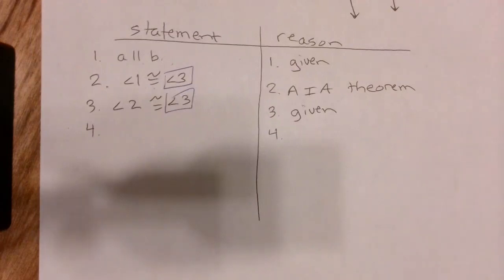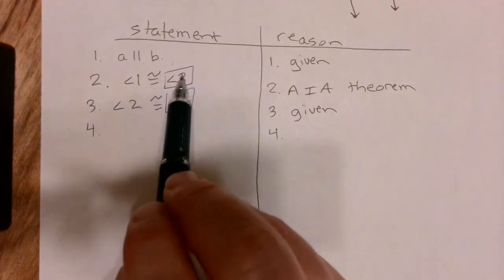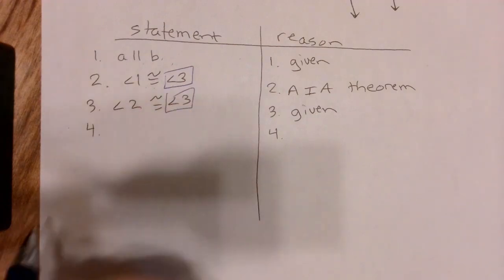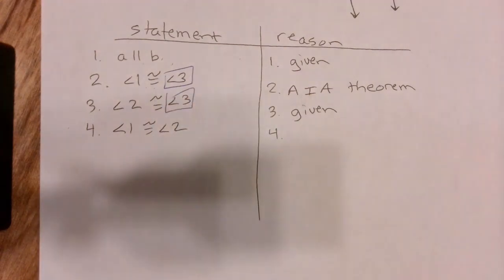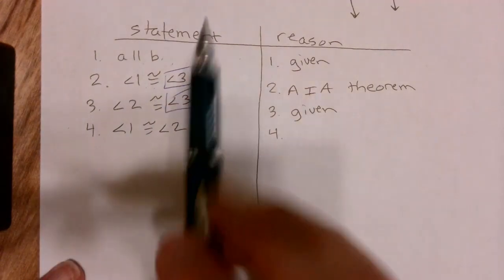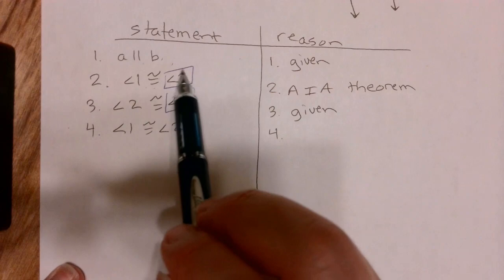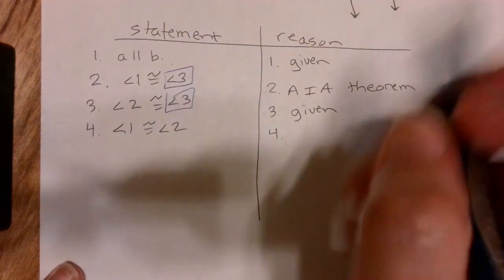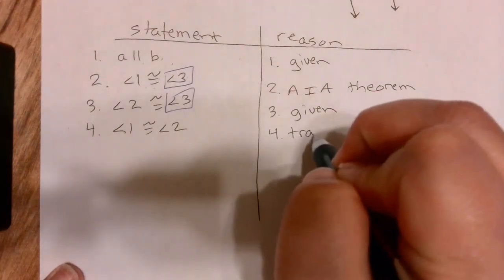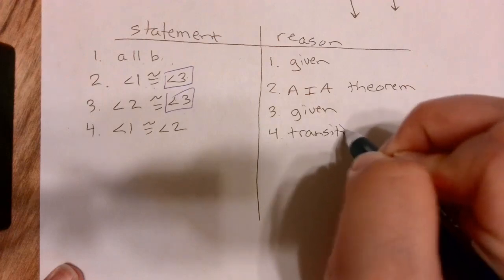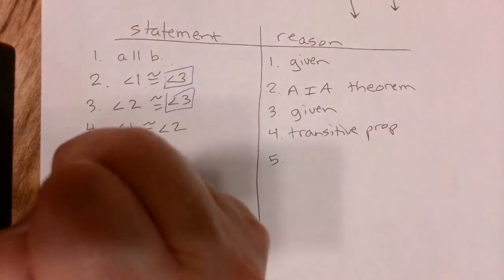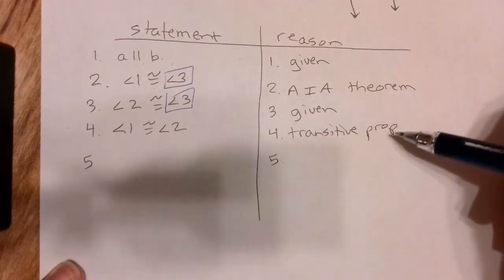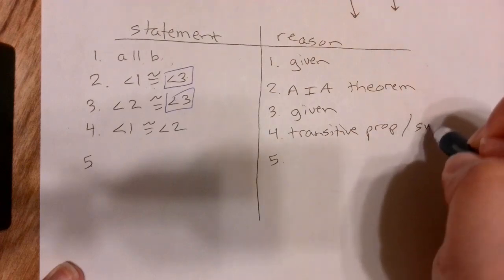And if both angle 1 and angle 2 are congruent to angle 3, that means that angle 1 is congruent to angle 2. And what was the name of the property that allows us to eliminate that middle piece? That's the transitive property. Now, technically, if you said substitution, you're not wrong. You could also put substitution as your answer here.